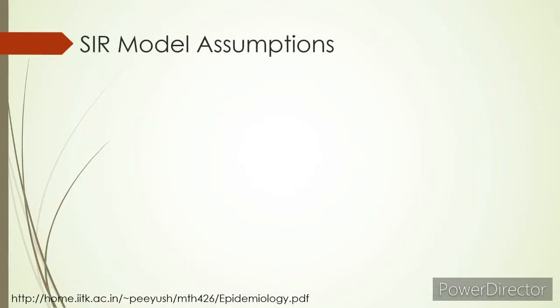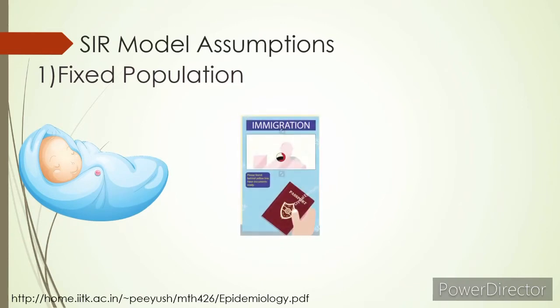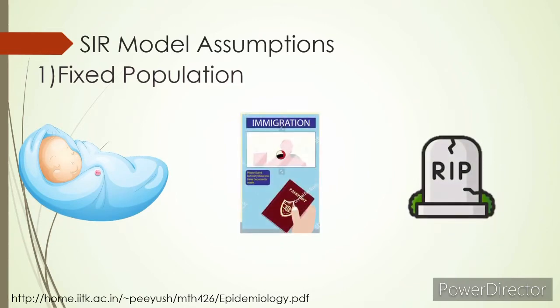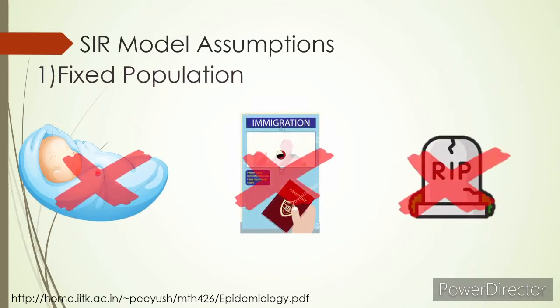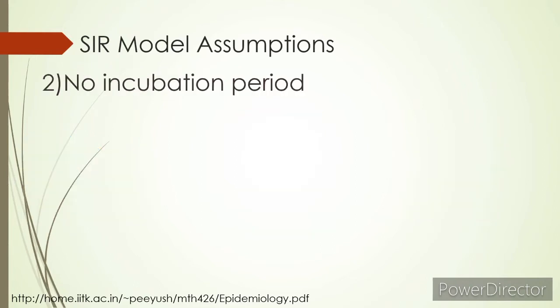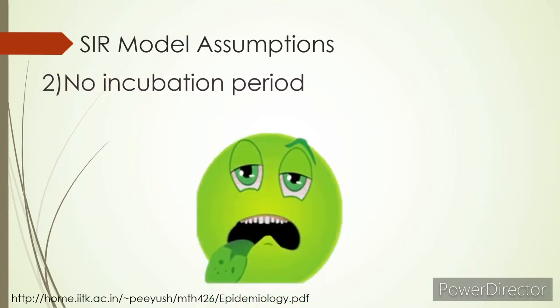The SIR model has various assumptions. First is that it has a fixed population. That means that newborns, people who have immigrated, or deaths unrelated to the pandemic are not considered by the model. The second assumption is that the disease has no incubation period. That means that once you have become infected, you will immediately display symptoms and can infect other people.